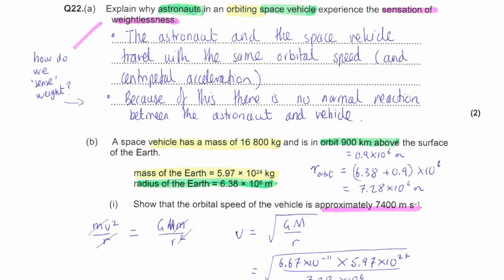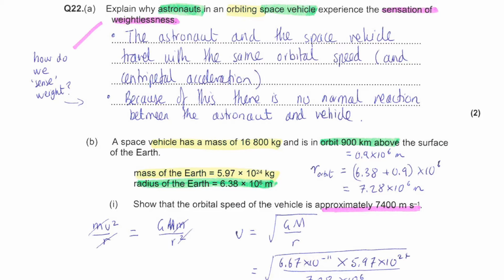This is the Field's Homework Booklet, question 22. Explain why astronauts in an orbiting space vehicle experience the sensation of weightlessness. There are lots of words in this question, and if you read it carefully, it will help guide you as to how to structure a good answer.